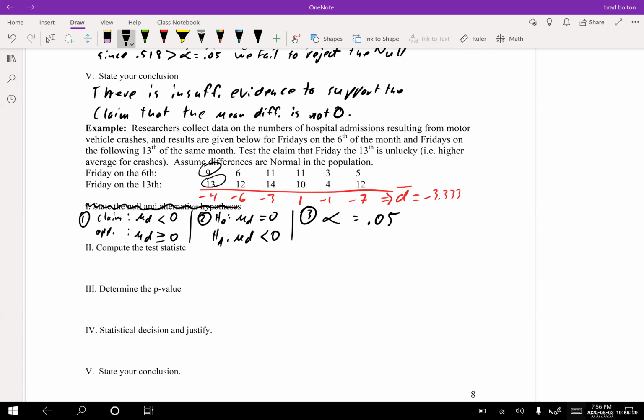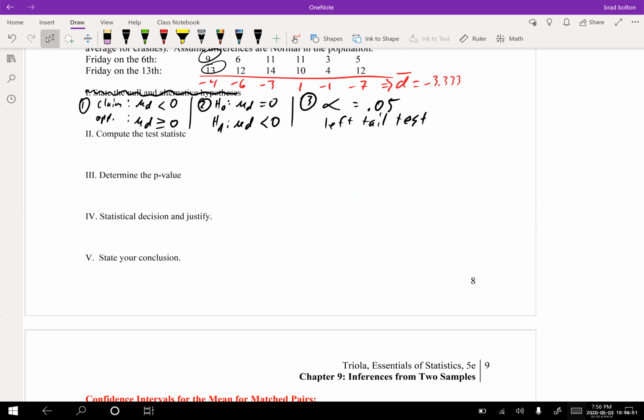Remember I told you guys that when you're doing confidence intervals, 95% is the go-to. When you're doing hypothesis tests and they don't say, 5% is the standard significance level. And this is a left tail test. Okay. Now, if you were doing it the other way, you would be doing a right tail test. If you had done bottom minus top, okay, you would be doing a right tail test because you would have got all positive numbers.